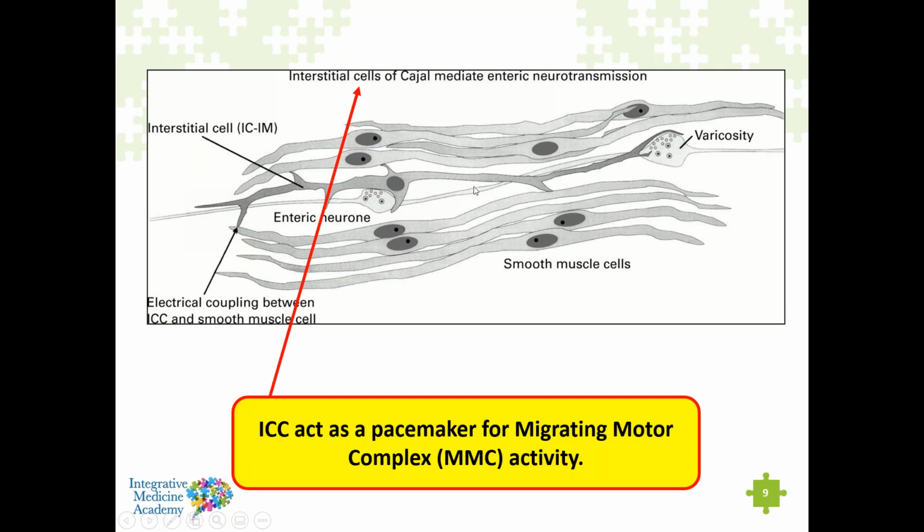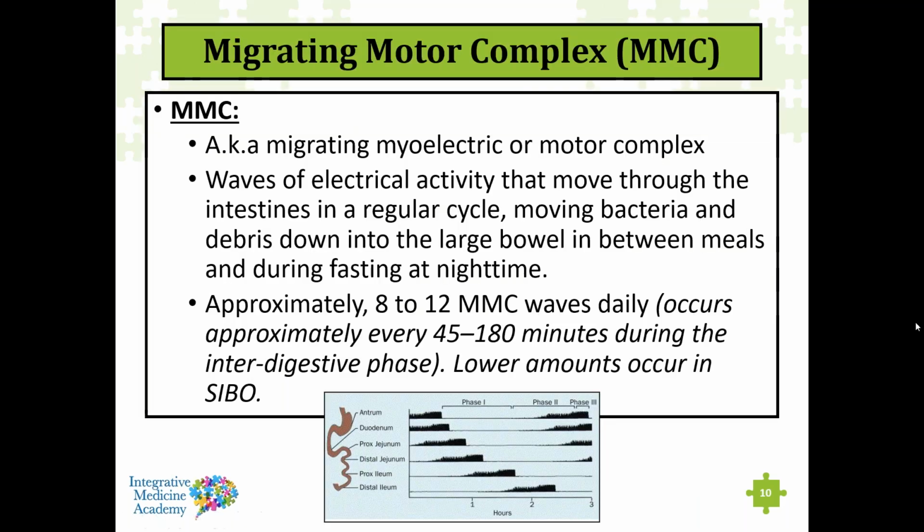And the interstitial cells of Cajal act as a pacemaker, if you will, for the enteric nervous system, these muscle fibers that act basically to help propel debris and foodstuff through the small intestine and sweep it into the large intestine.